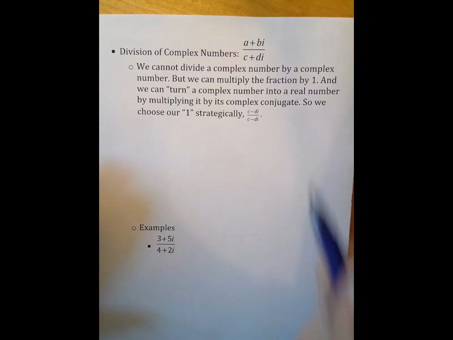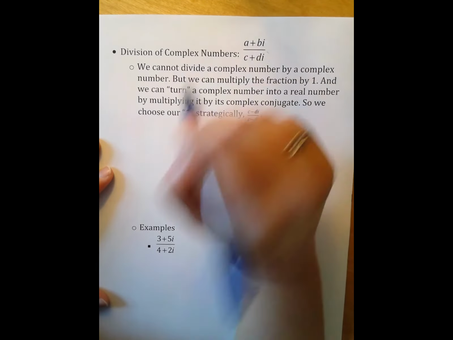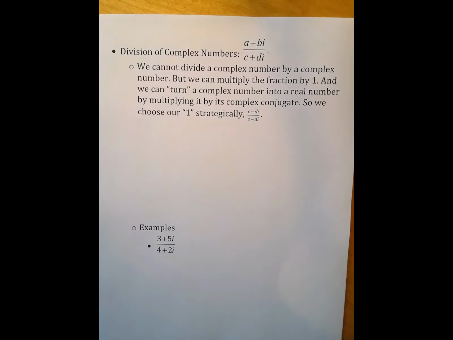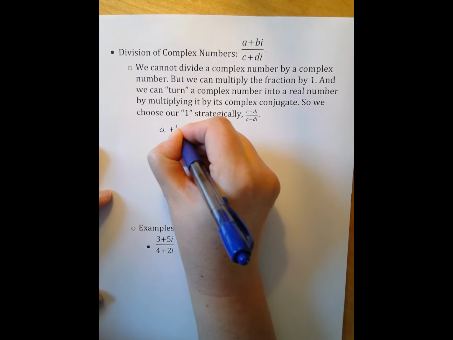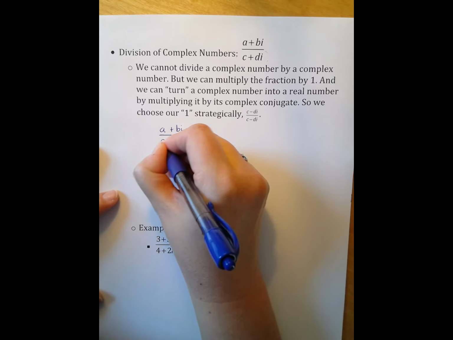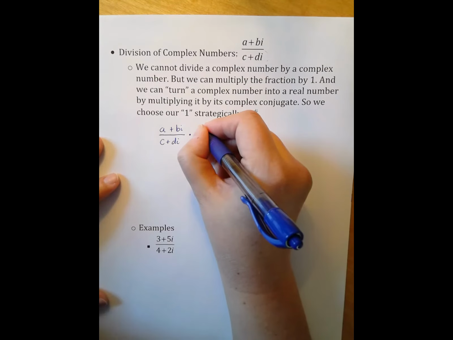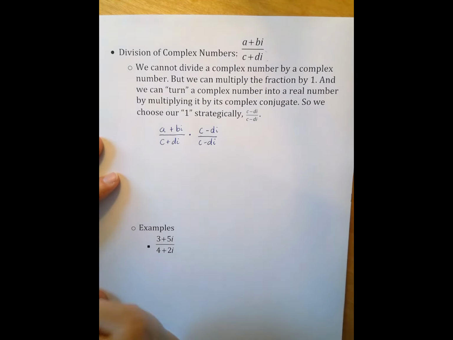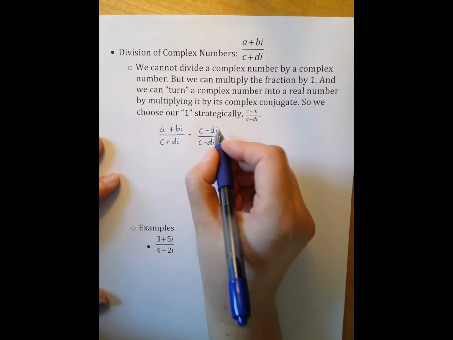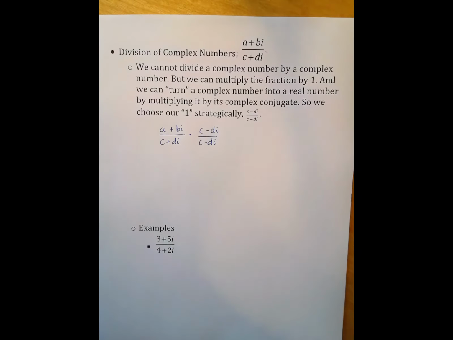So what I'm going to do here is I want to turn the denominator into a real number. But I don't want to change the value of my number. So the only way to do that is to take my complex number being divided by a complex number and multiply it by 1. And the 1 I'm going to choose here is the conjugate of the denominator. So remember, c minus di over c minus di is 1. I'm not actually changing the value. I am simply dressing it up.